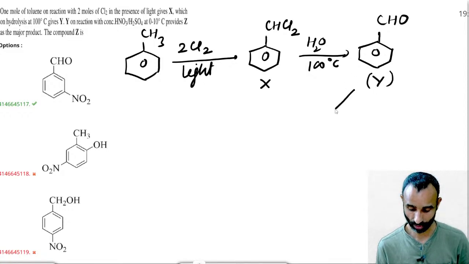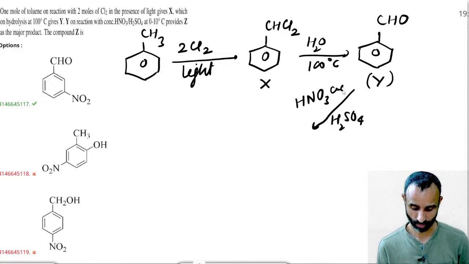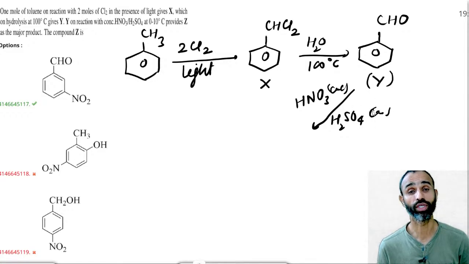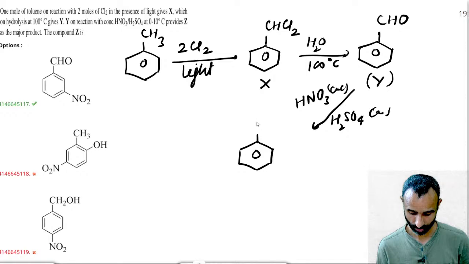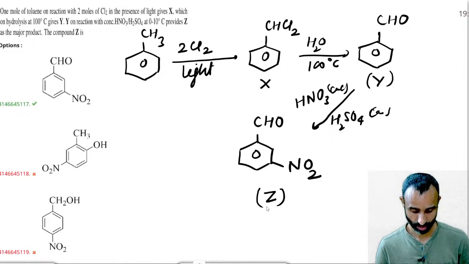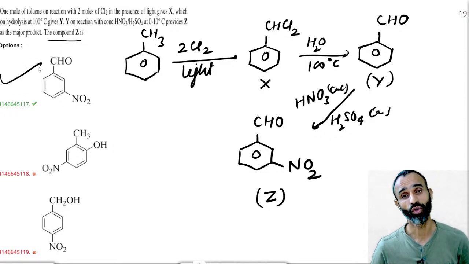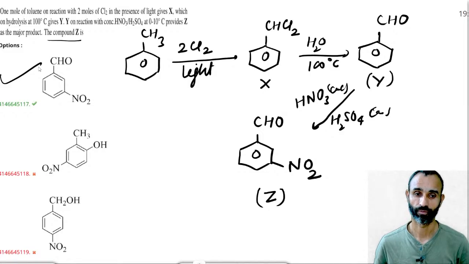Now Y on reaction with HNO3 and H2SO4. So obviously we have done this, that CHO is meta-directing. So we get the meta product, that is Z, as the major product. So compound Z is obviously meta nitrobenzaldehyde, right?